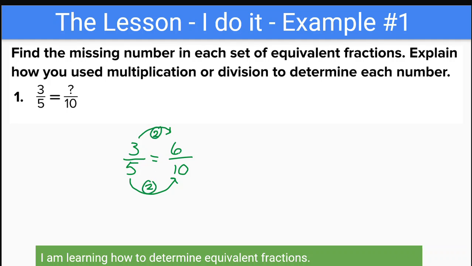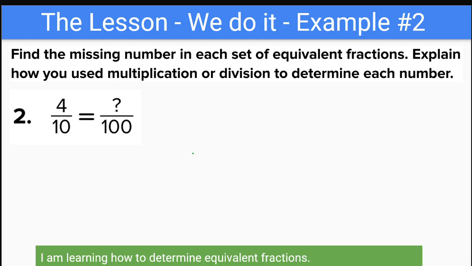Now you could go in division backwards. You could go 6 divided by 2 is 3, and 10 divided by 2 is 5. Okay, if you want to use multiplication, go this direction. If you want to use division, go that direction. But sometimes it's the opposite, and we'll take a look at that. All right, so right now you're learning how to determine equivalent fractions. Let's take a look at another example.